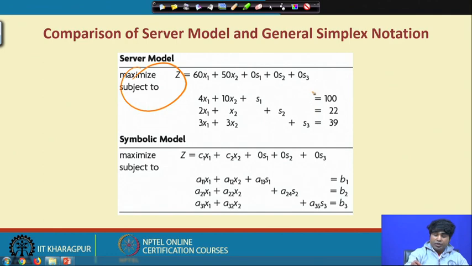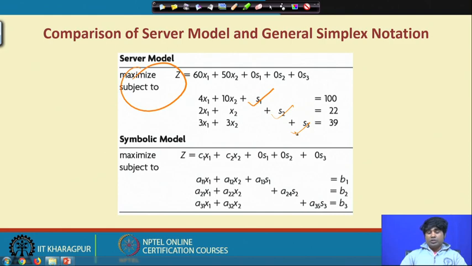As a result, since all are less than type, S 1, S 2, S 3, 3 different slack variables, are used for the 3 different constraints to make the inequality constraints into equality constraints.